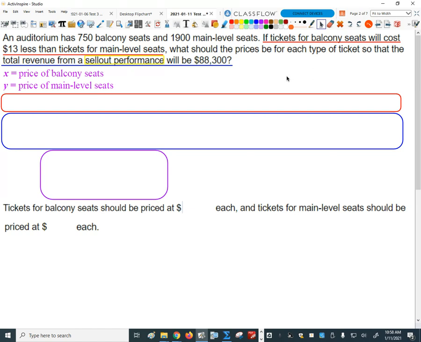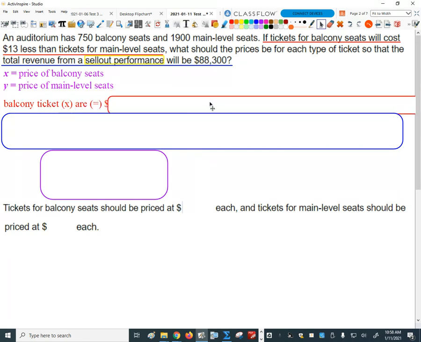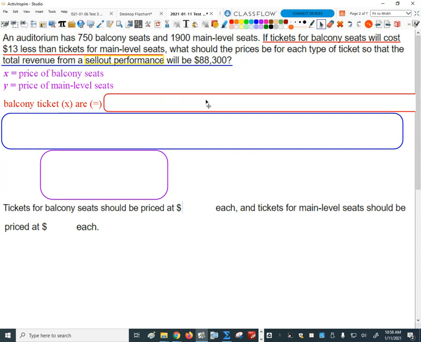Keeping in mind that X stands for the price of balcony seats, and we defined Y as the price of main level seats. So balcony seats are less. X equals, very good. I'm getting the X and Y mixed up. Balcony tickets are going to be less. So X equals Y plus 13.